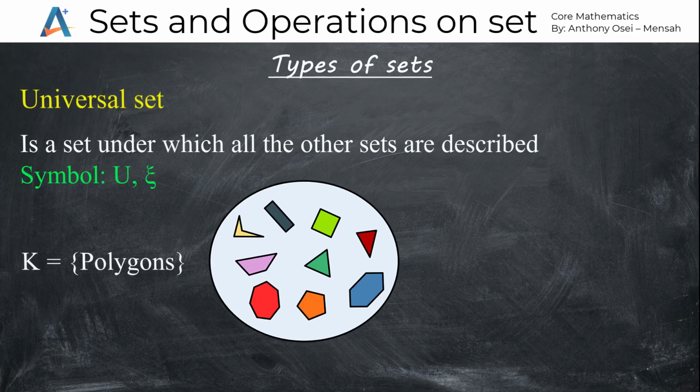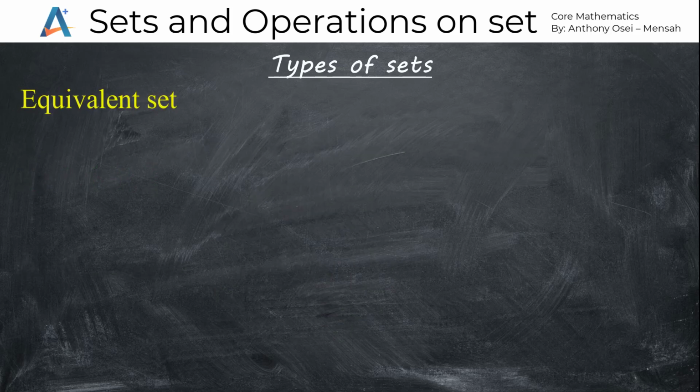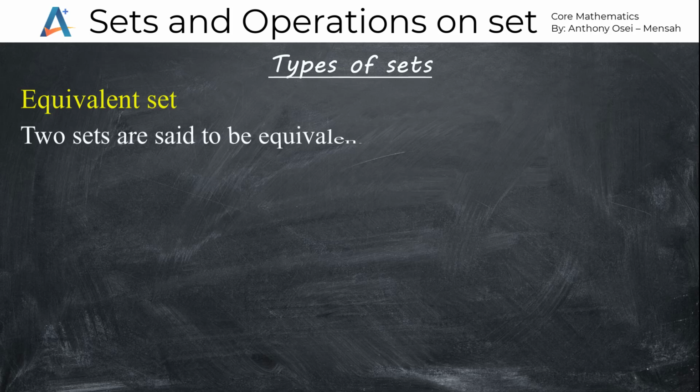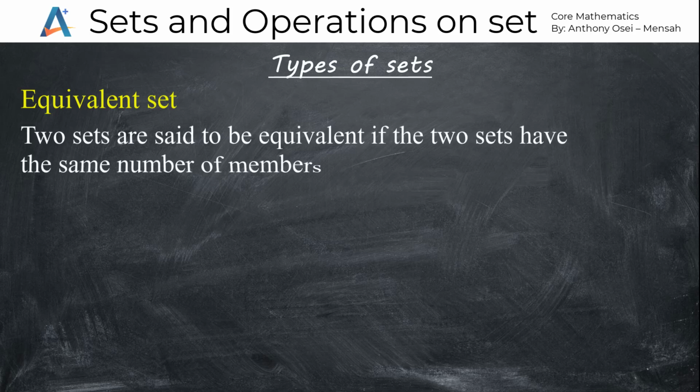The next type of set is what we call the equivalent set. Now, 2 sets are said to be equivalent if the 2 sets have the same number of members. So please note that you cannot say equivalent when you don't talk about the number of members in that set. So equivalent sets have the same number of members.